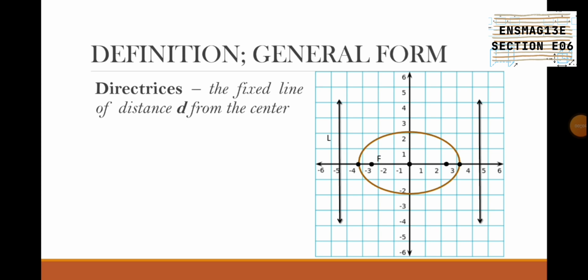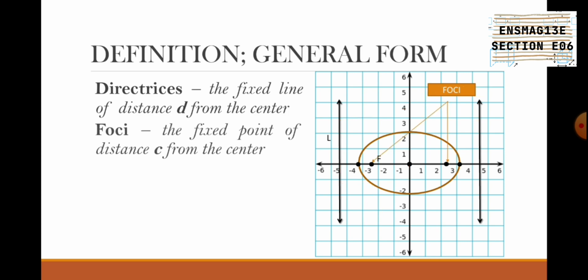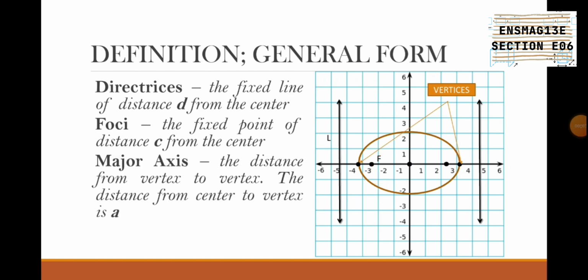The directrices. These are the fixed lines of distance d from the center. Foci is the fixed point of distance c from the center. Major axis, the distance from vertex to vertex. The distance from center to vertex is a.